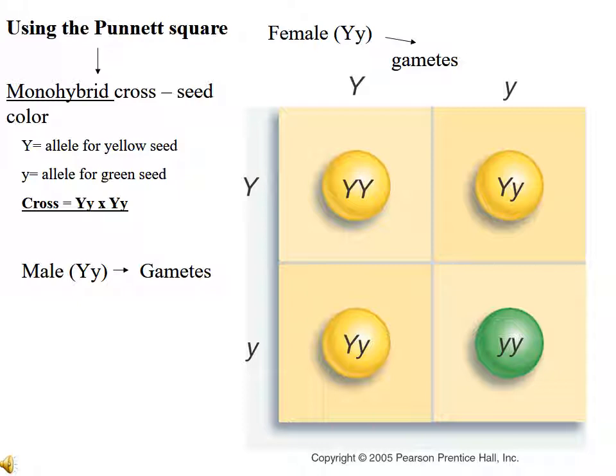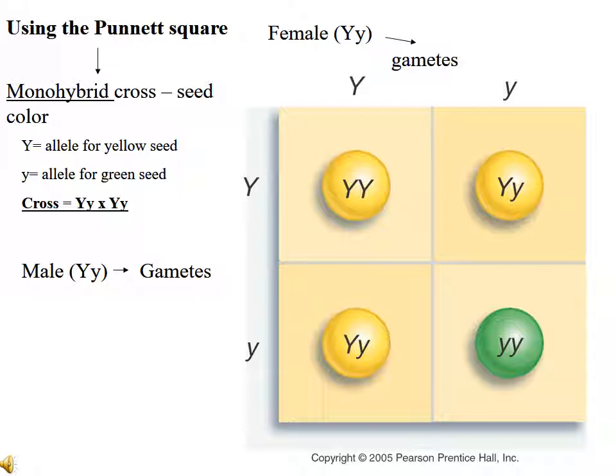But if you look carefully, what do we have here? First of all, let's review what we mean by genotype. We have three genotypes here: big Y big Y, big Y little y, and little y little y. So those are three genotypes. But how many phenotypes do we have? Remember, phenotype is the expression of the genetics. We have three yellow and one green. And you can see why that is the expression of my genotypes.